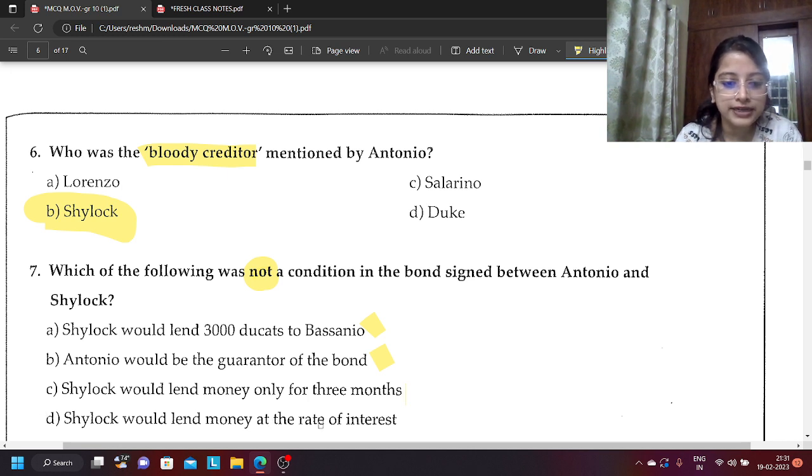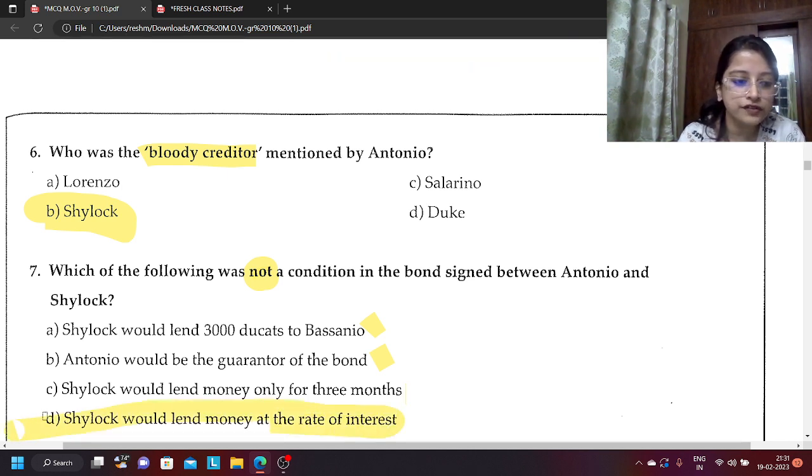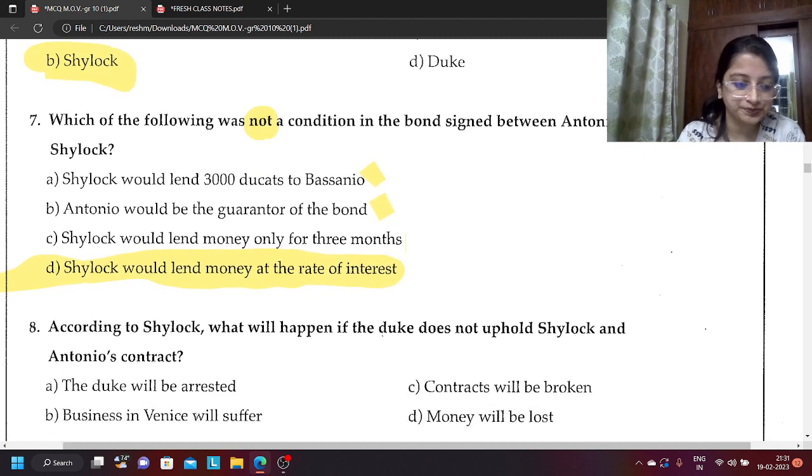Shylock would lend money at the rate of interest. No rate of interest would be charged, but a pound of flesh. Remember? So option number D.